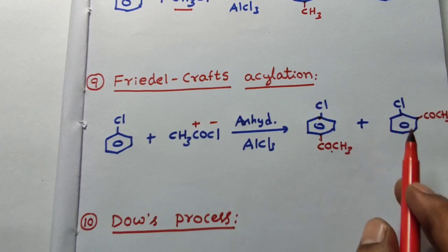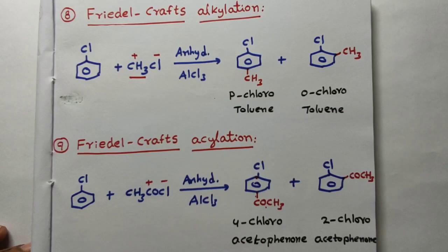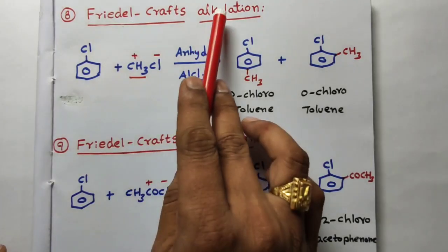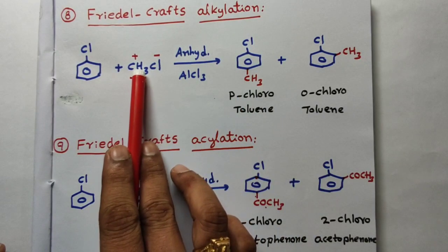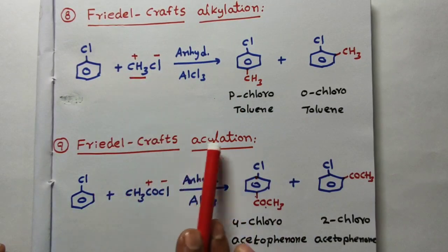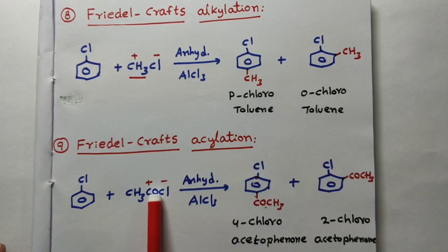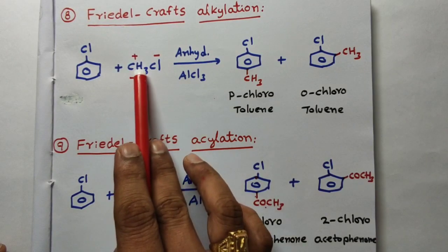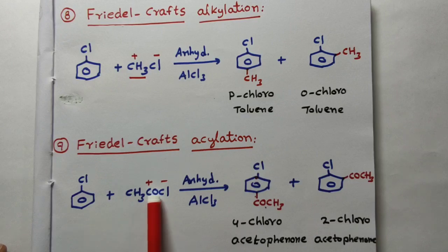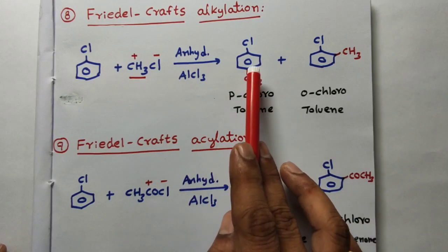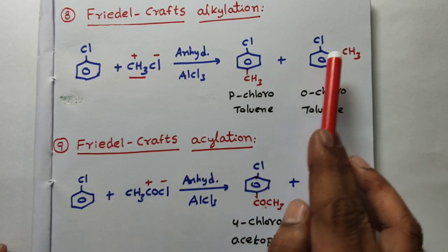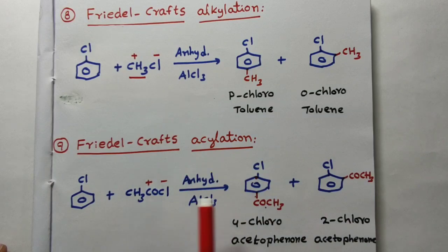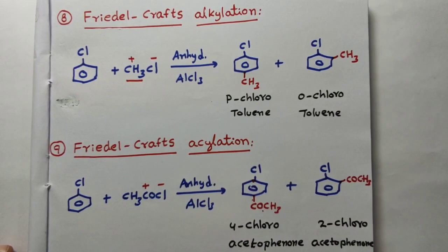Okay, once again, in alkylation, observe here, CH3 plus is the electrophile; in acylation, CH3CO plus. Easily you remember, this is CH3, this is CH3CO. In the first reaction, CH3 attacks at the para position and ortho position. In the second reaction, COCH3 attacks at the para position and ortho position. Got it, right? Write in your class notes and practice.